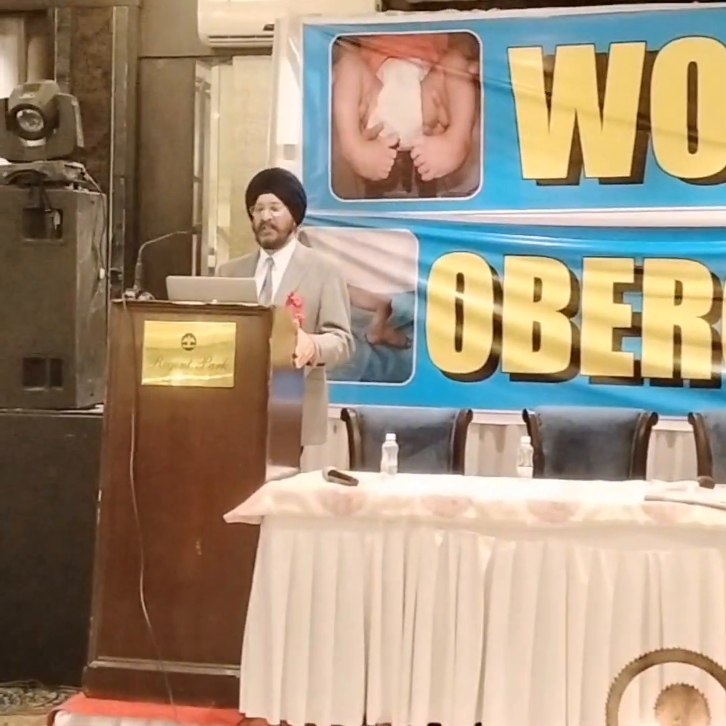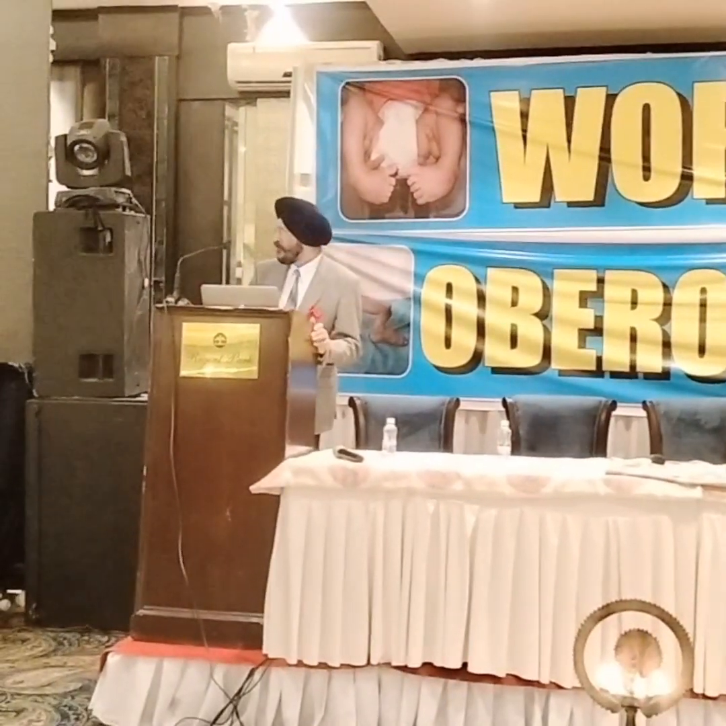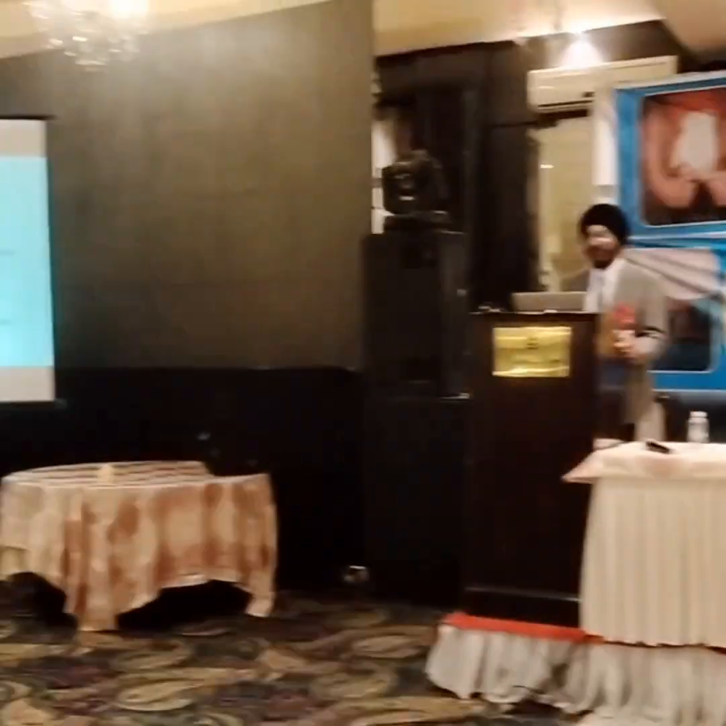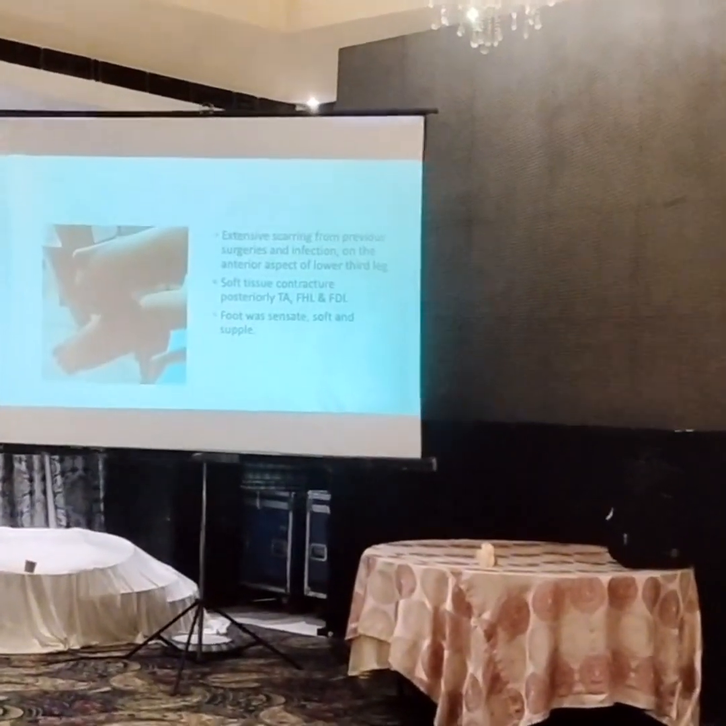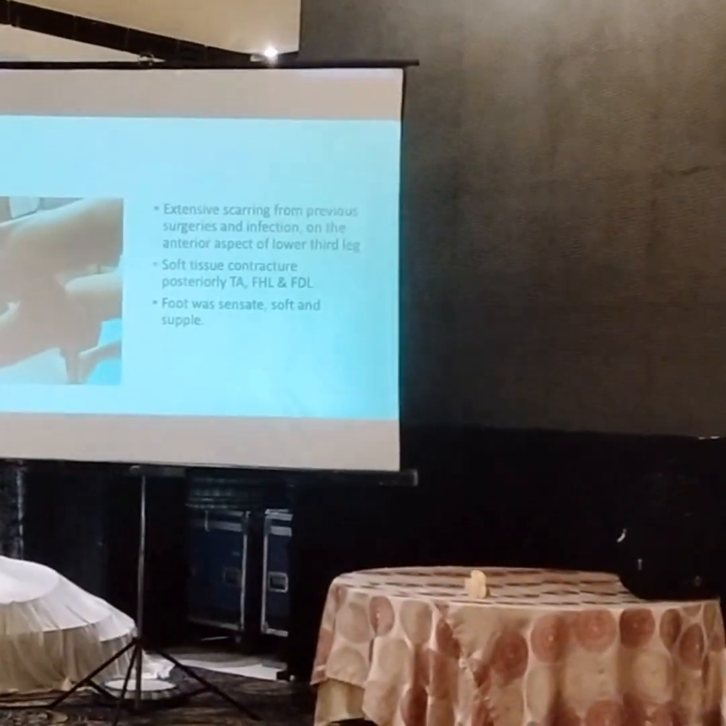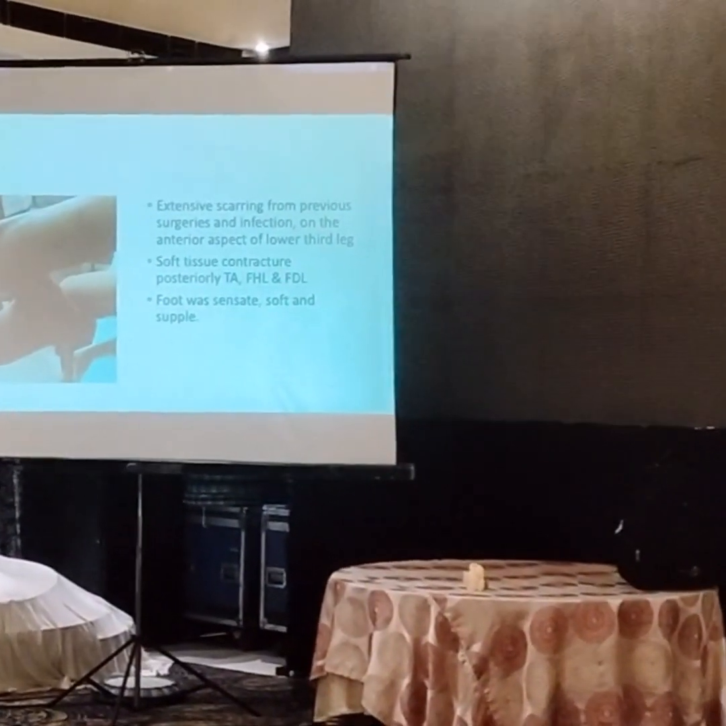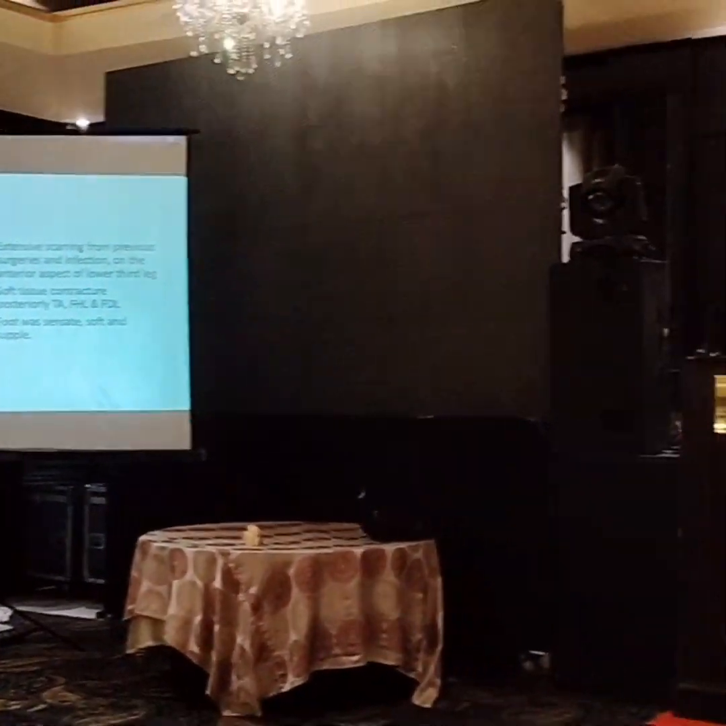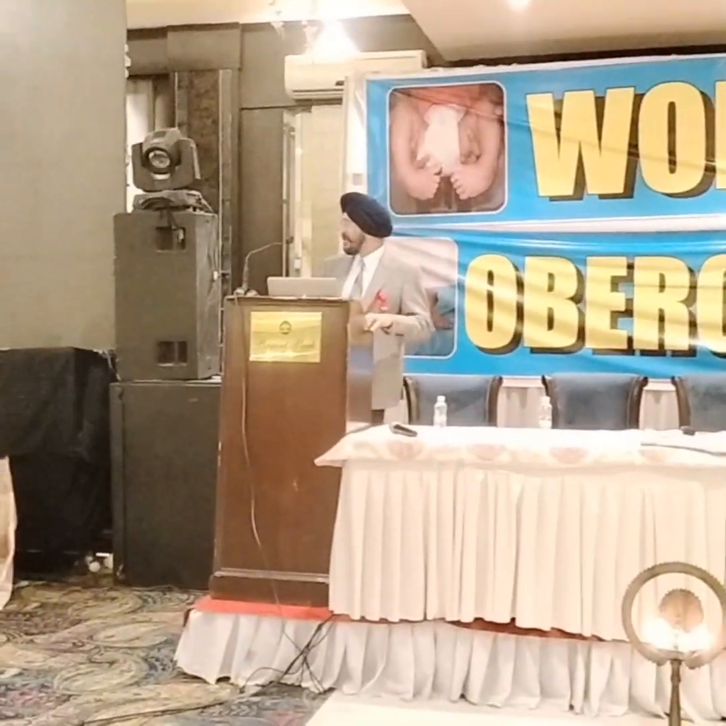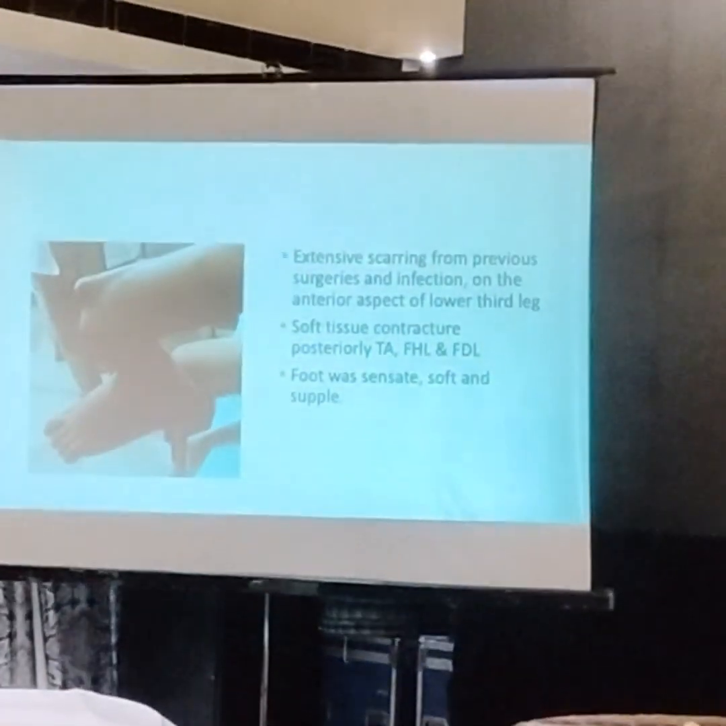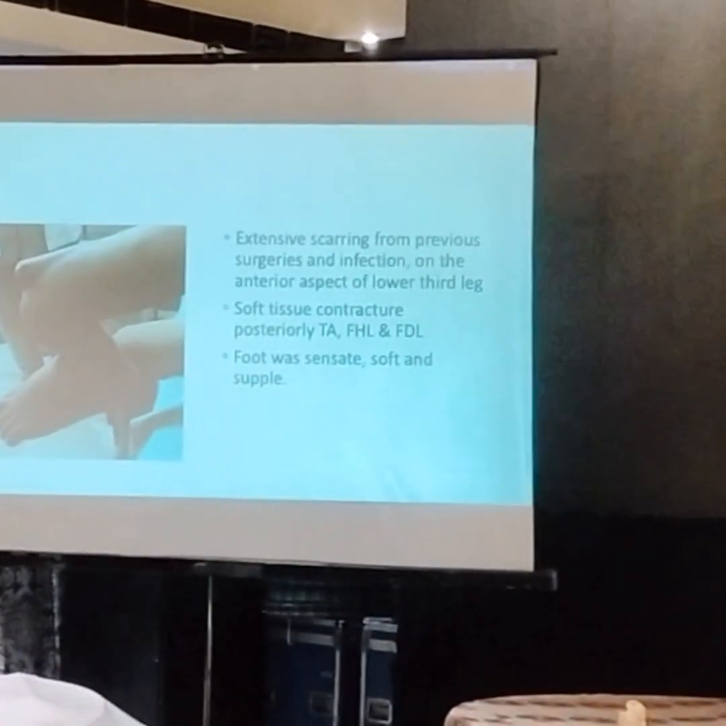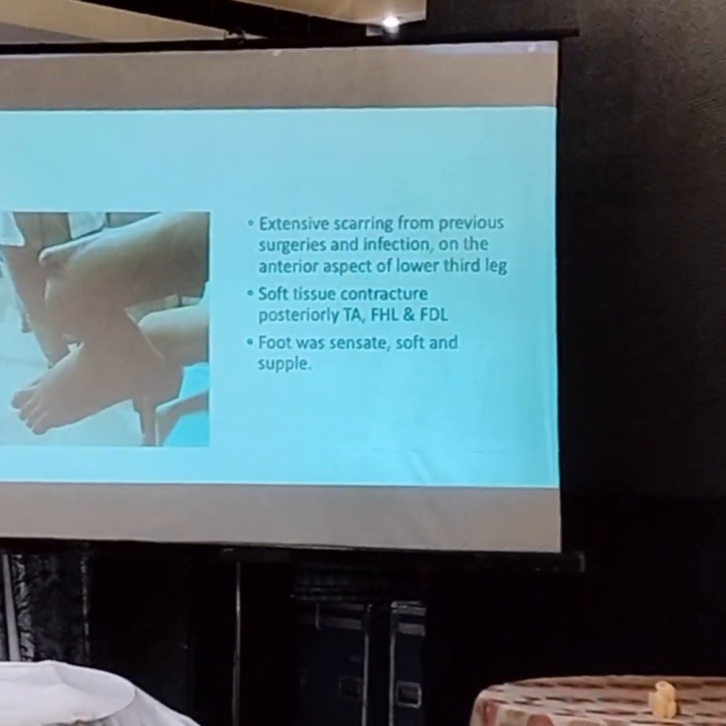prosthesis fitting. On examination, this was the leg. He has an angulation, non-linear at the fracture site, poor skin condition, and there were spots on the trunk. Extensive scarring from previous surgeries, infection on the anterior aspect of the lower third of the leg, soft tissue contracture posteriorly. Can you see the contracture posteriorly? The bony deformity is bad, but equally bad is this posterior soft tissue contracture.